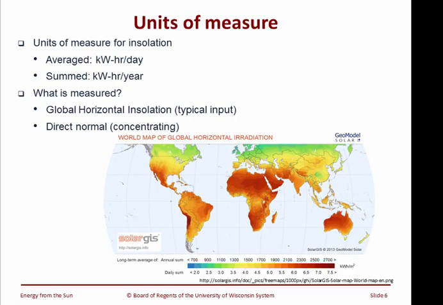There are multiple ways that insolation is reported. Insolation can be measured as an average, in which case the units are kilowatt-hours per day. It can also be summed, in which case the units are kilowatt-hours per year. Both of these are shown in the figure as a world map. It's also important to know that there are different measurements of insolation. A typical input for a flat panel PV application is global horizontal insolation. This is the measurement of the total sunlight that would impact a flat plate sitting on the ground at the Earth's surface. Another measurement, which is used in concentrating applications, is direct normal.